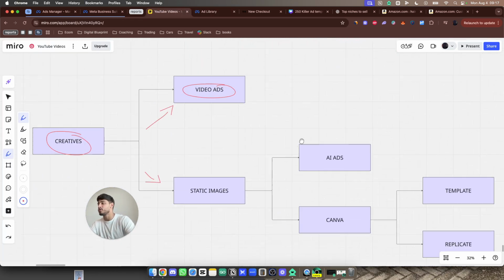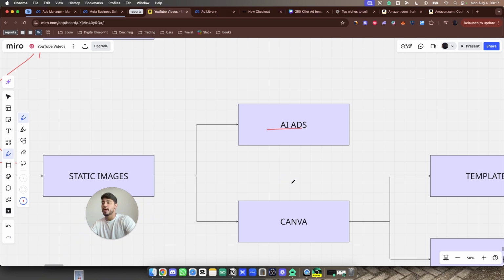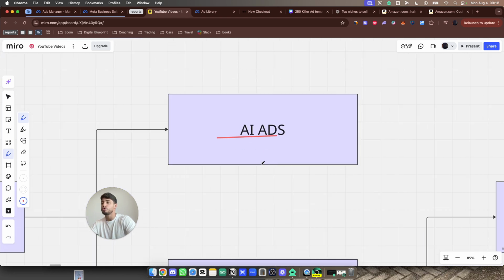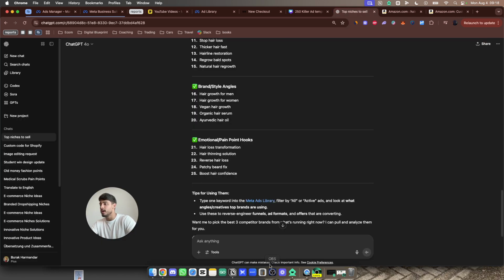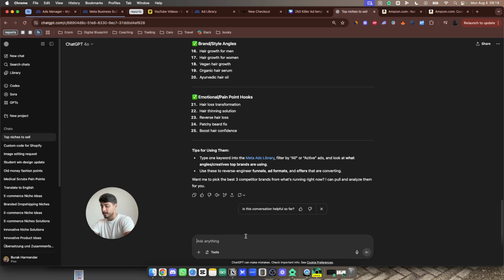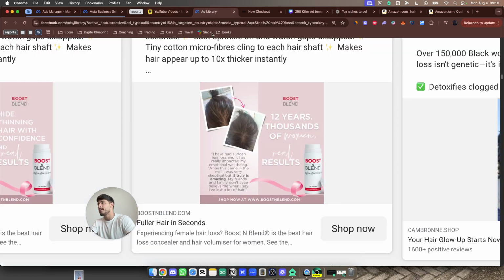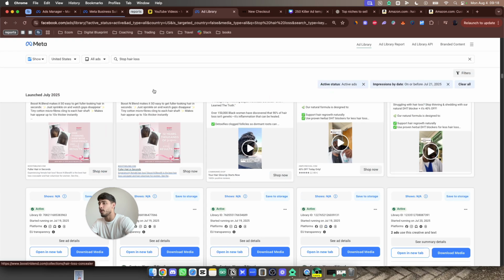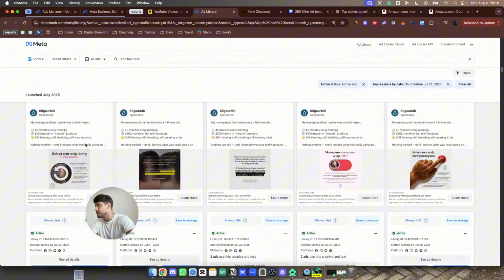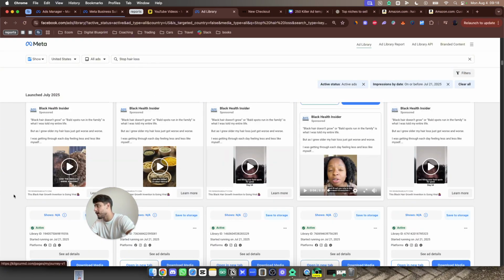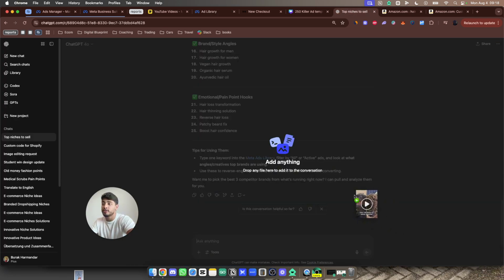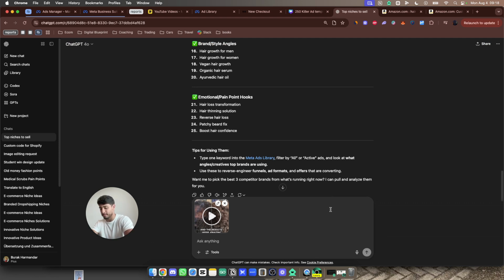Now, when it also comes to the static images, you can make them with AI, you can make them with Canva. Now, I'm not going to go too much into AI, but literally you can go to ChatGPT and ask, let me just throw a picture in there while we are waiting. So let me get the picture up here, make a screenshot of this. Let me throw it in there. Now this is going to be the least effort you can put in.